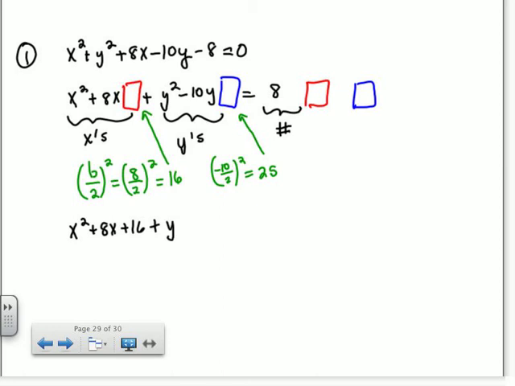So I'm going to get y squared minus 10y plus 25 equals, now before I just had 8, but you're always trying to keep your equation balanced. So if you added 16 and you added 25, you need to add 16 and add 25. That's why I did those little boxes on this side too. Oh, I wrote 28. See, told you it's hard to talk and write.